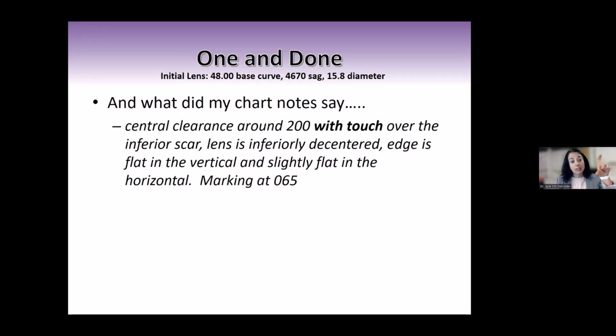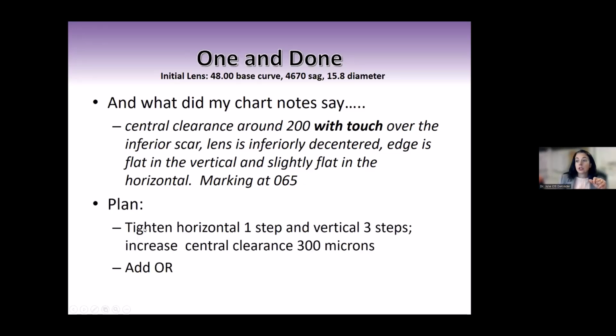And I can tell you right now, I tightened the vertical more than I tightened the horizontal. In this case, the vertical is a steep because the vertical is a flat because my marking's at 65. And then the horizontal is the steep. So I decided to tighten the horizontal just one step because it just said it was slightly flat, but I went 3 steps steeper in the vertical, and I increased the central clearance 300 microns, which is a big central clearance increase, in my opinion.